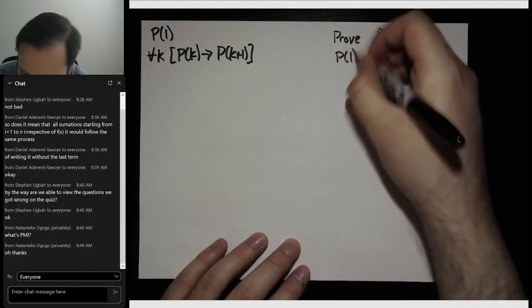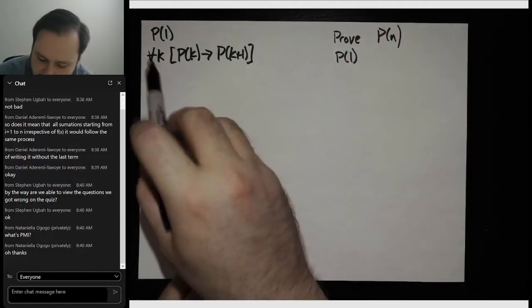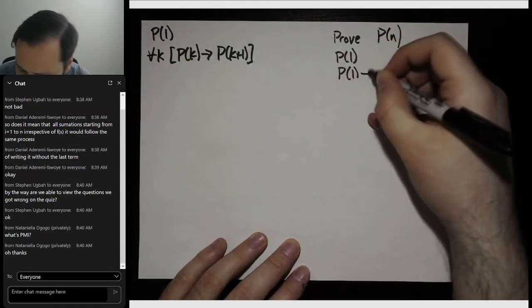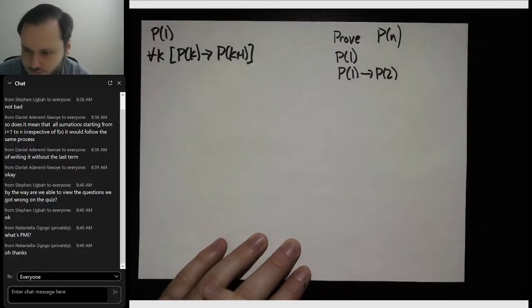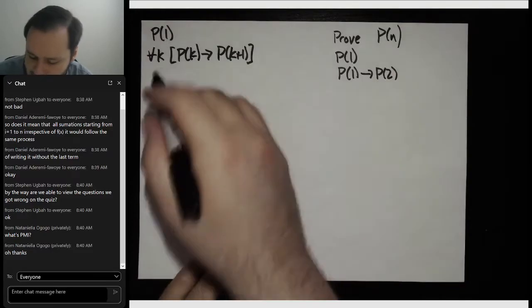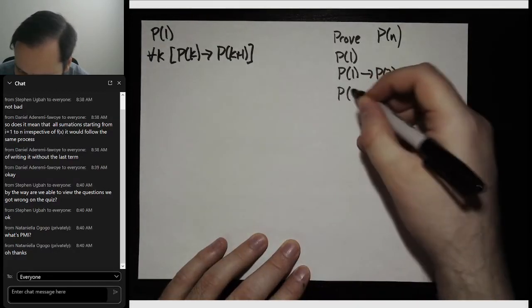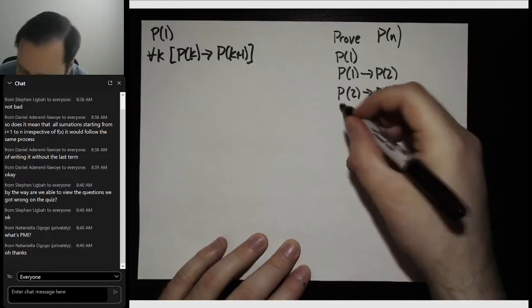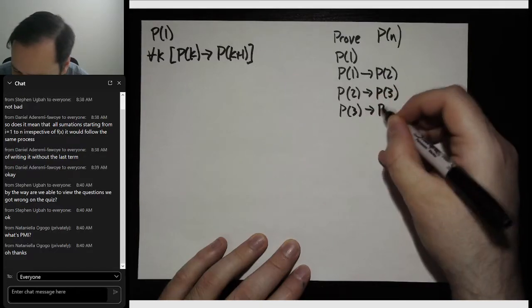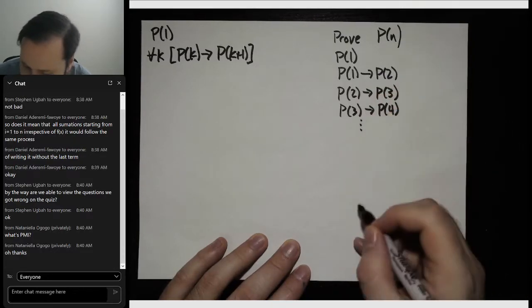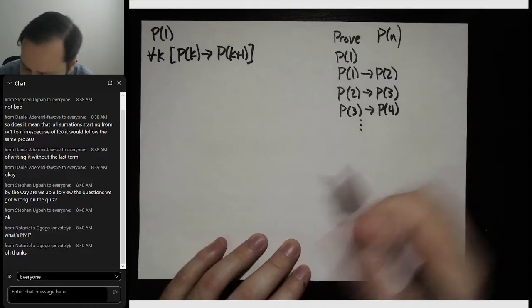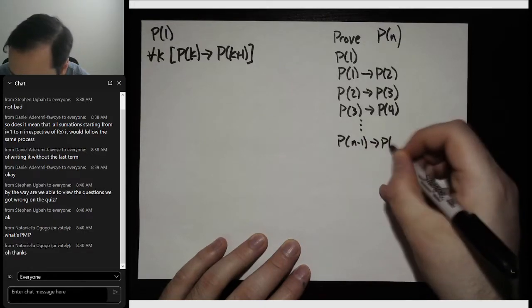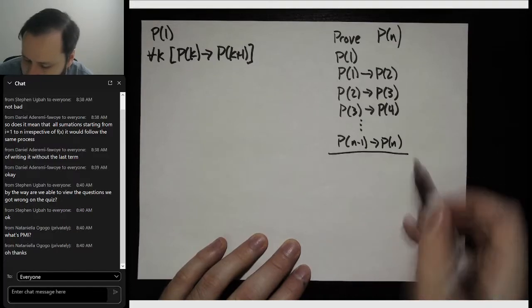What does my argument look like? Well, I have P of 1, and then I can use the rule of universal specification to say P of 1 implies P of 2. And I can also use the rule of universal specification to say P of 2 implies P of 3. And P of 3 implies P of 4. And I can keep going, keep using my rule of universal specification until I get up to P of n minus 1 implies P of n.